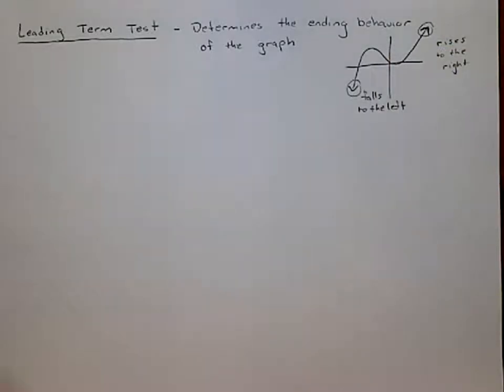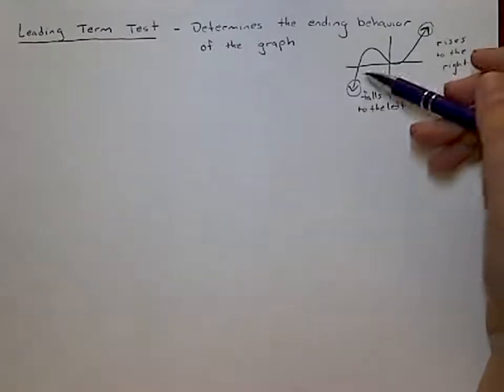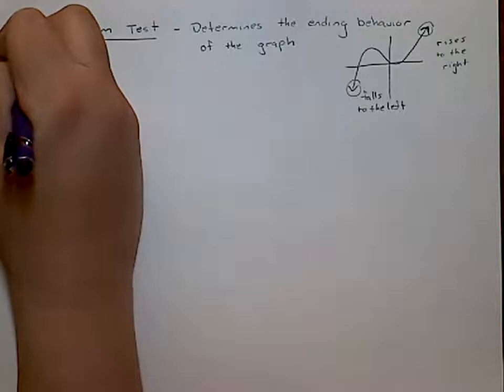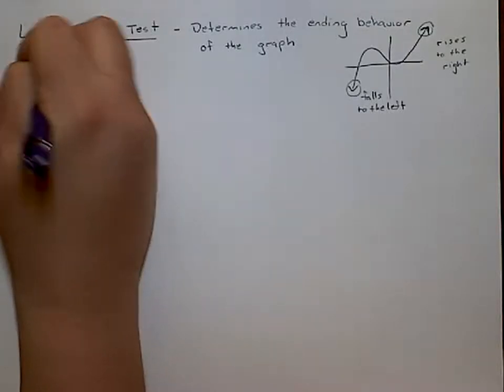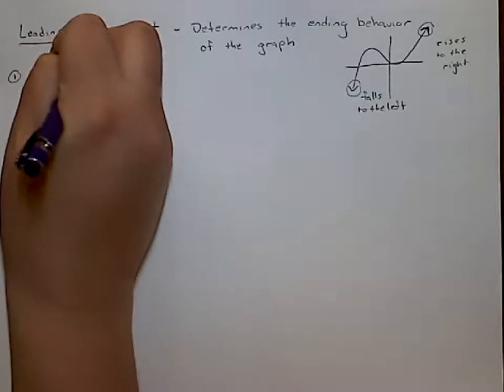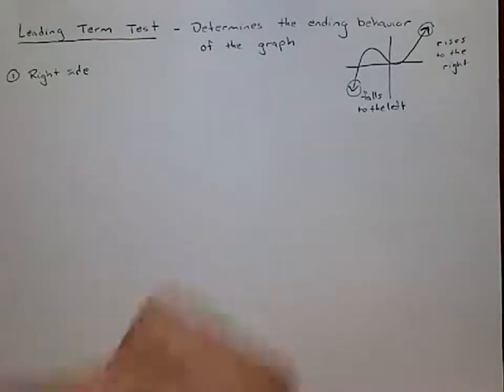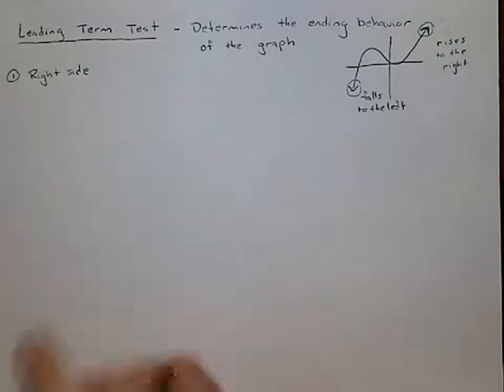Now, just by looking at the equation of the function, you can determine what these ending behaviors are, what it does to the right, what it does to the left. The first thing we're going to talk about is how to determine the right side. Now, you have to determine what the right side does first before you determine what the left side does, because the left side is dependent on what the right side does. So the right side controls it.